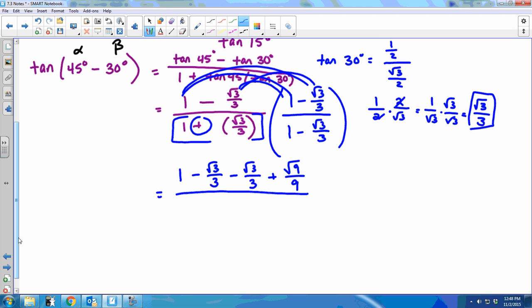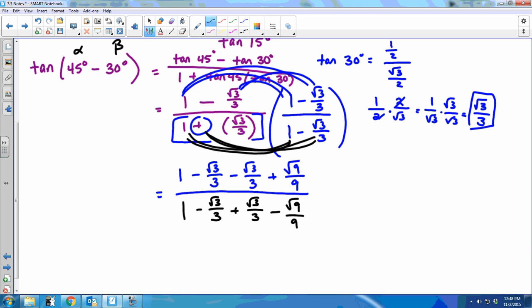I'll go back and work on that and simplify that later. Questions about the numerator? In the denominator, we do the same thing. 1 times 1 is 1. 1 times negative square root of 3 over 3 is negative square root of 3 over 3. Positive square root of 3 over 3 times 1 is positive square root of 3 over 3. And positive square root of 3 over 3 times negative square root of 3 over 3 is negative square root of 9 over 9.